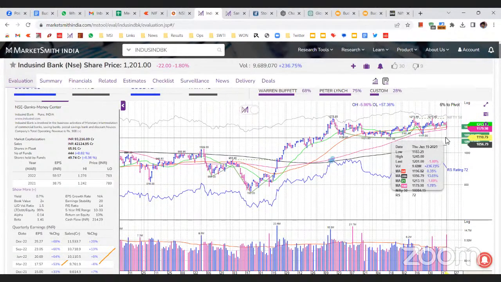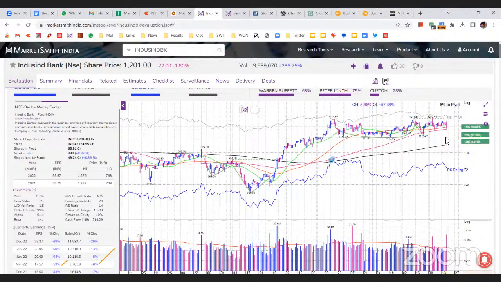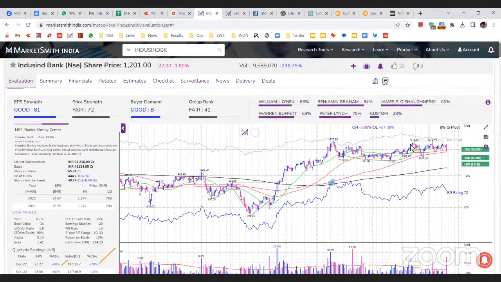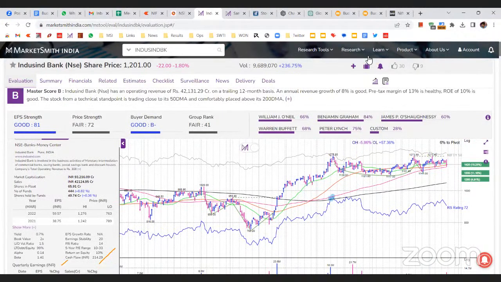In terms of the buy setup, if you look at the ratings and everything, it's good. The EPS strength is good, your price strength is fair at 72, but you can see a move of 6% is still required to break above the pivot. The fund holding is improving. All the other parameters are ticking in for the stock. It's just the move from the pivot.